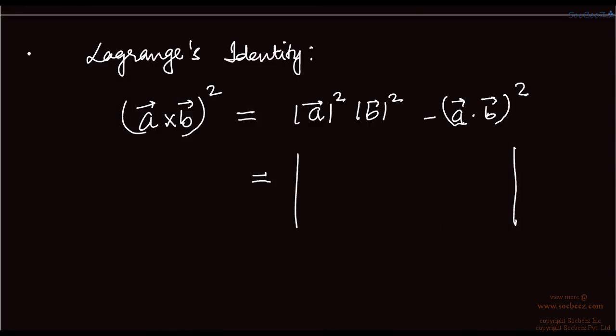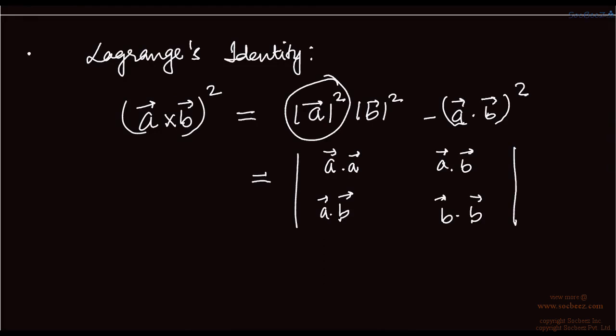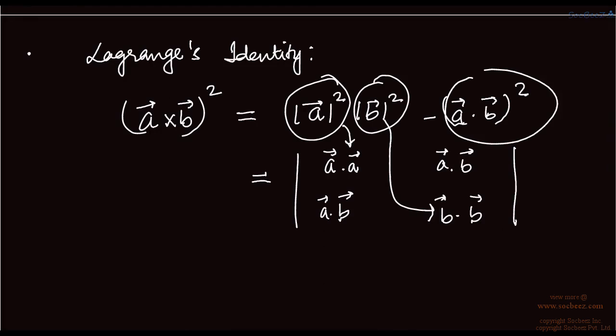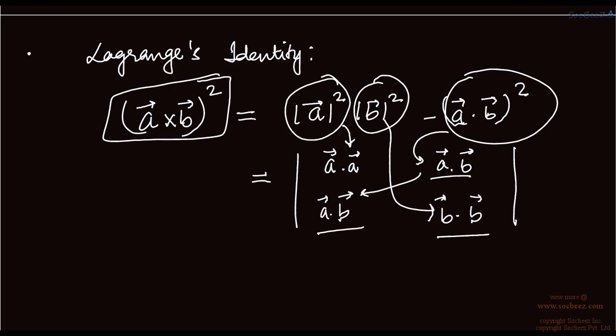This will be A dot A, then A dot B, again A dot B, and B dot B. Because A dot A can be expressed as this, B dot B can be expressed as this, A dot B square can be expressed by this and this. So this is how we calculate, this is called Lagrange's identity, that A cross B whole square is A dot A, A dot B, A dot B, B dot B.